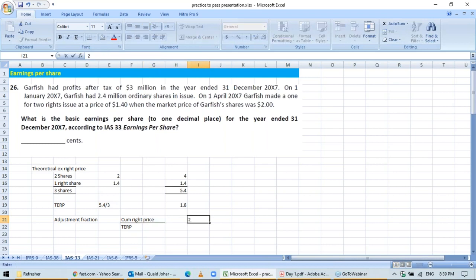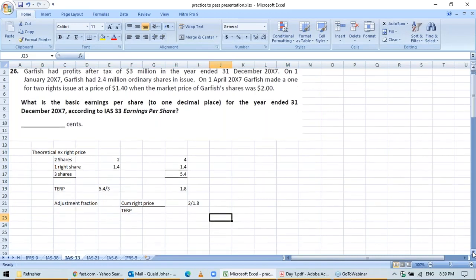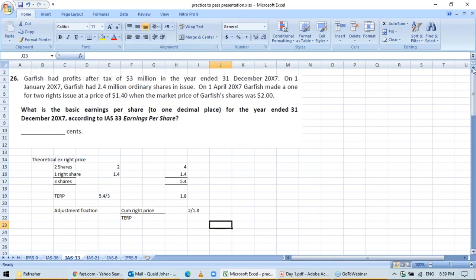So 2 divided by 1.8. This gives you the adjustment fraction, right? And now this is the adjustment fraction. What we are going to do with this, I will tell you in the next step. So now start calculating the weighted average number of shares.